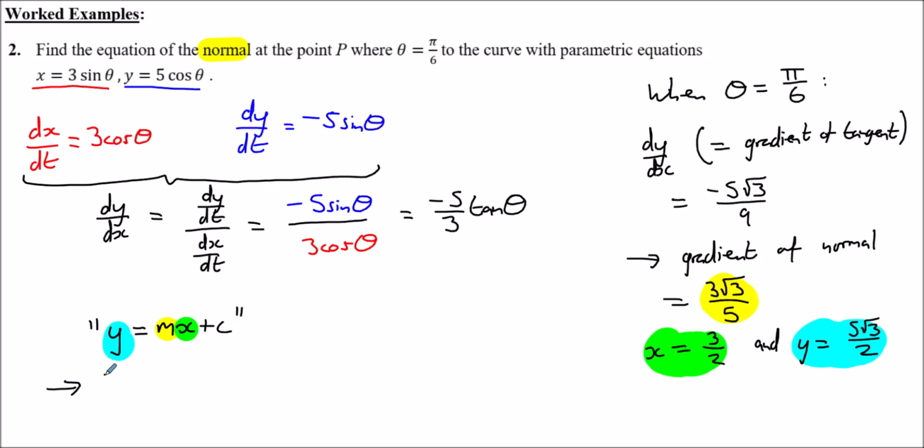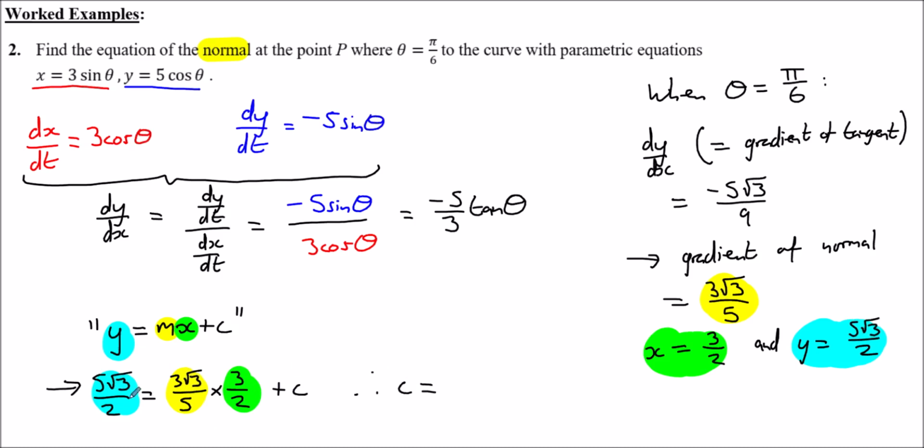So y, 5 root 3 over 2, equals the gradient of the normal, which we worked out as 3 root 3 over 5 by doing the negative reciprocal of the gradient of a tangent. So 3 root 3 over 5 multiplied by the value of x we had, which is 3 over 2. So y equals the gradient, this, times the value of x, 3 over 2, plus c. We can now rearrange this to work out what c is.